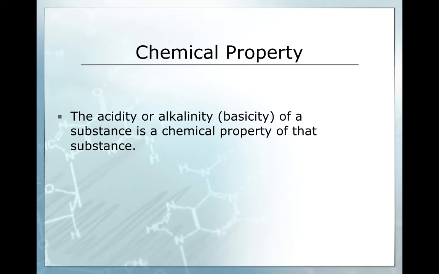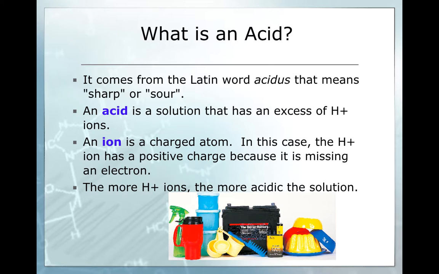Acidity or basicity, also called alkalinity, is a chemical property. Remember that a chemical property determines how a substance reacts with another substance. So, if a material is acidic, it will react a certain way, and if it is basic, it will react in a different way. Let's look first at acids.